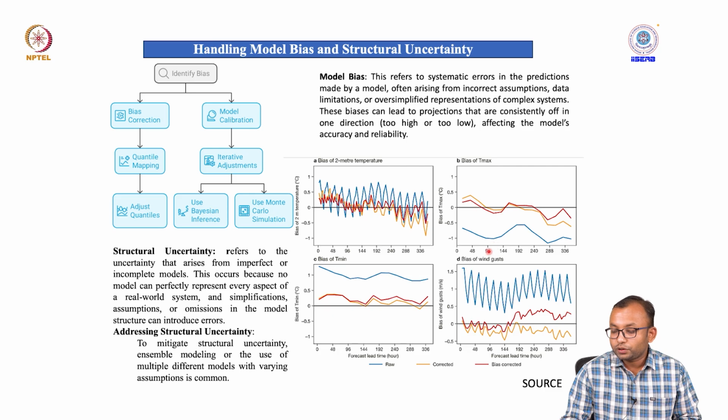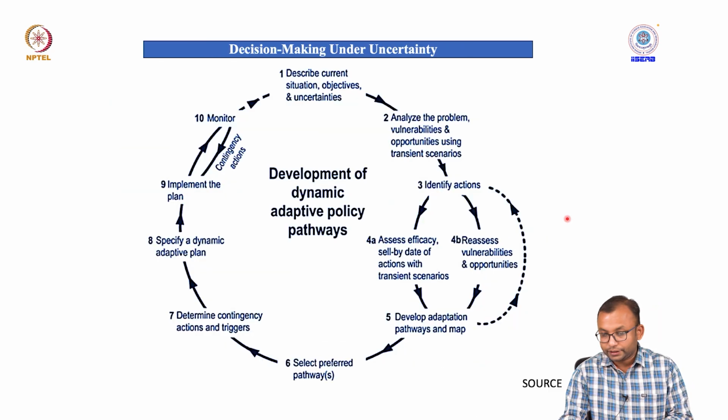For example, here also if you look at it, the raw is a very strong under-prediction. Now we can correct our model data with the observed data set, and therefore the model has predicted very closely to that observed data set.